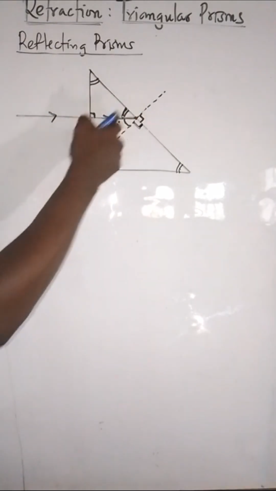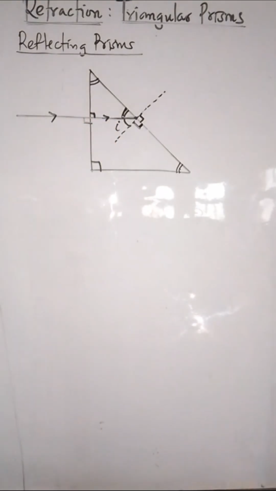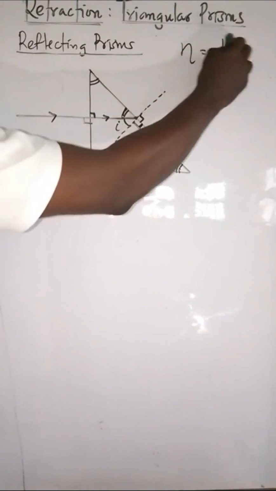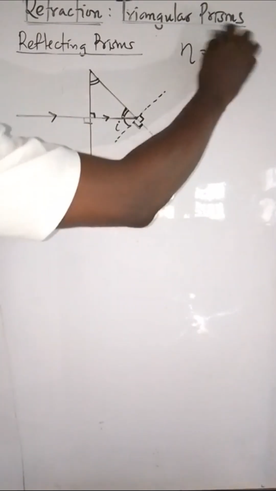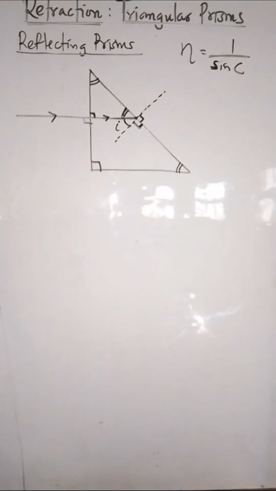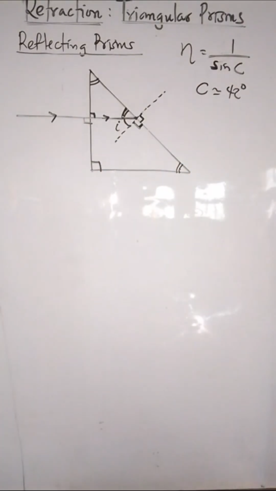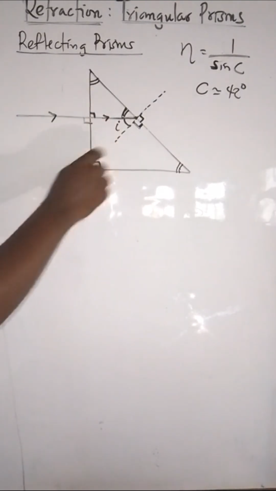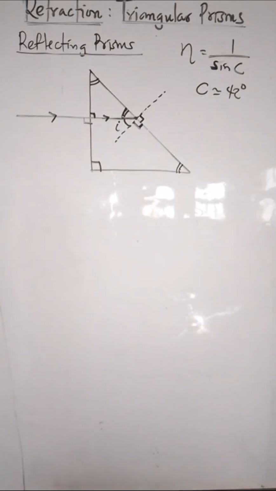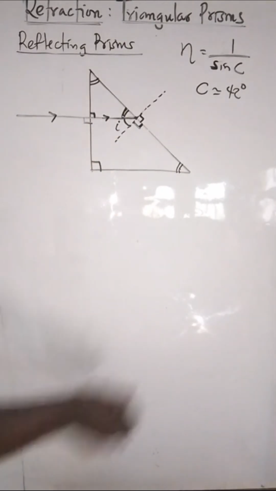So when this light enters and touches this face, this angle here is what? 45 degrees. And we know the refractive index of glass. Remember, refractive index is also 1 over sine C, where C is the critical angle. If we put the value of the refractive index of glass here and make C the subject, we get the critical angle to be approximately 42 degrees. So the critical angle for glass, meaning the angle of incidence when the angle of refraction is 90 degrees, is 42 degrees.